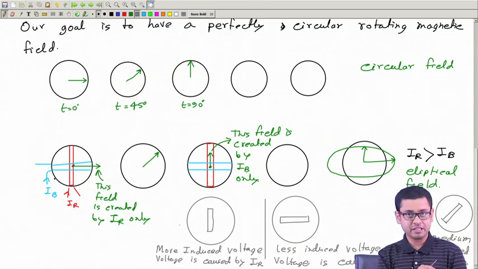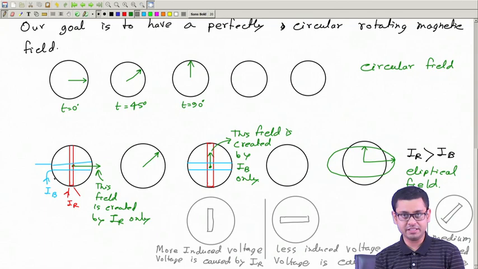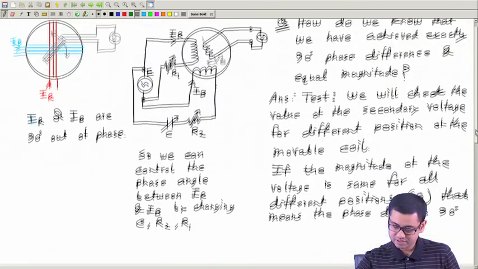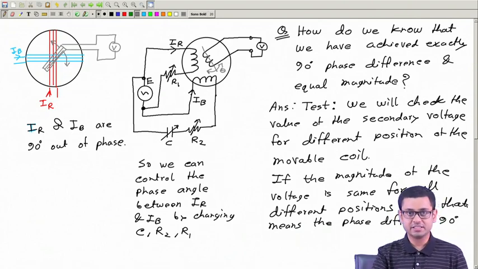So we can check whether the induced EMF depends on the position of the secondary. If it does not depend, then we are happy, because that means the field is circular. The two currents are 90° out of phase and also equal in magnitude. So this is the test we have to do. We have to move this coil to different positions and check the induced voltage and make sure the induced voltage is the same. If it is not the same, then we have to adjust this C R2 R1.